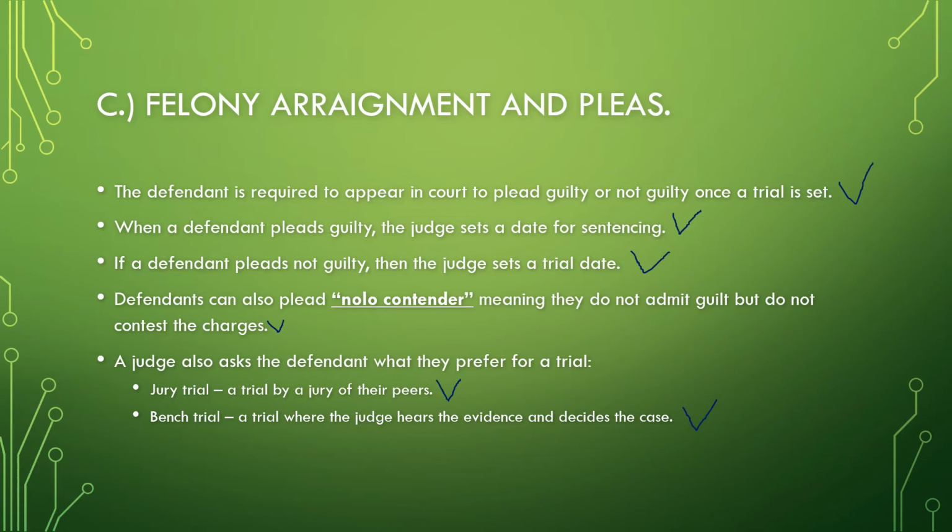And then you can also have a bench trial, and a bench trial is a trial where the judge hears the evidence and decides the case. There's no jury. You simply have a judge listen to the evidence and the testimony and make the decision then. So there are two different ways that trials can take place: a jury trial and a bench trial.